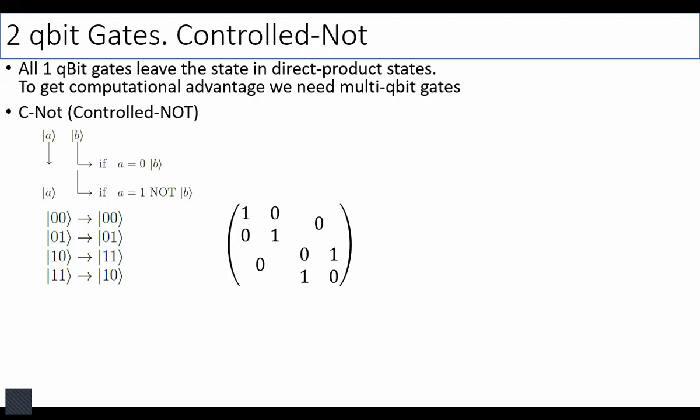And this is the matrix which corresponds to it. On the first block you have identity, on the second block you have NOT. And this is how it works. Please remember this operator because this will be a cornerstone of the course. This is the element with which we implement logic in quantum computers.